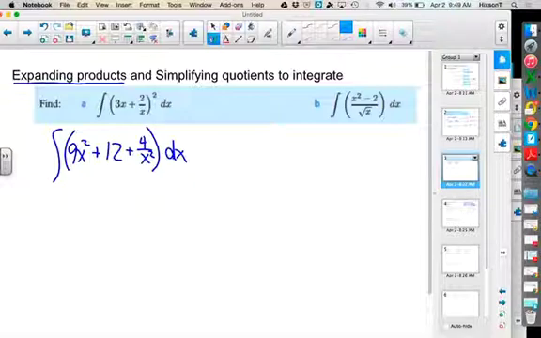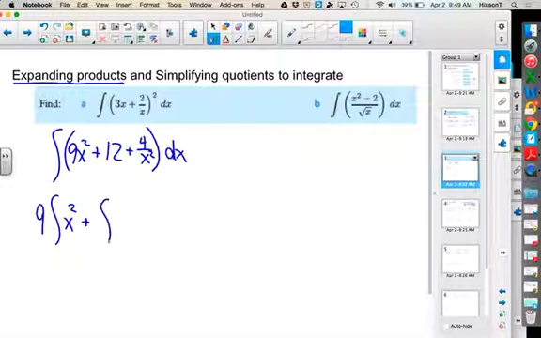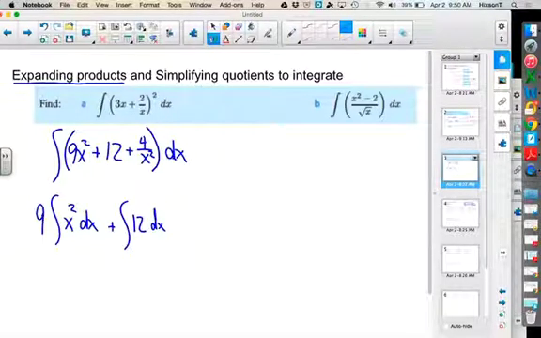So we actually FOIL this out, and we get 9x squared plus 12 plus 4 over x squared. So now we have a much simpler problem, basically a polynomial that we're dealing with, okay? And we can break that down using our properties if we want. So 9 times the integral of x squared dx, I forgot my dx, plus the integral of the constant 12 dx plus 4 times the integral of 1 over x squared.